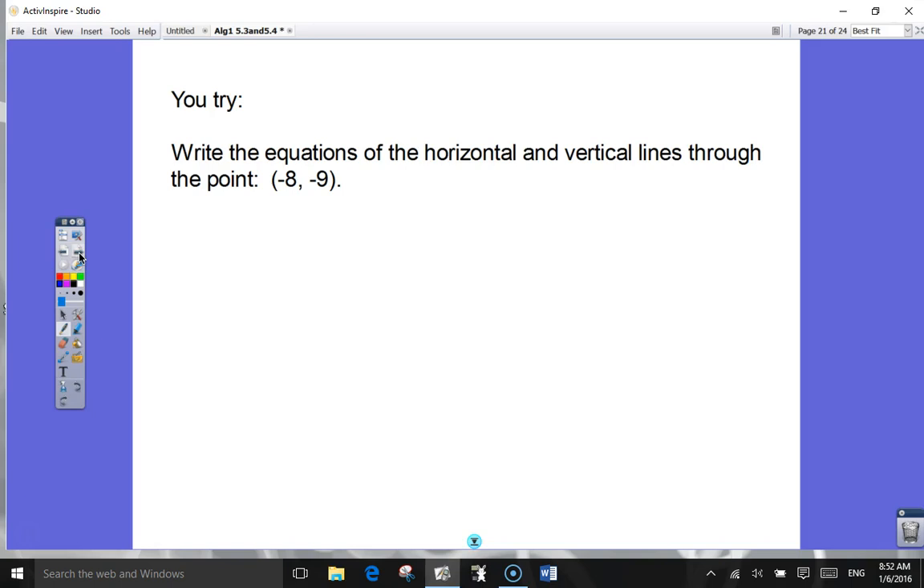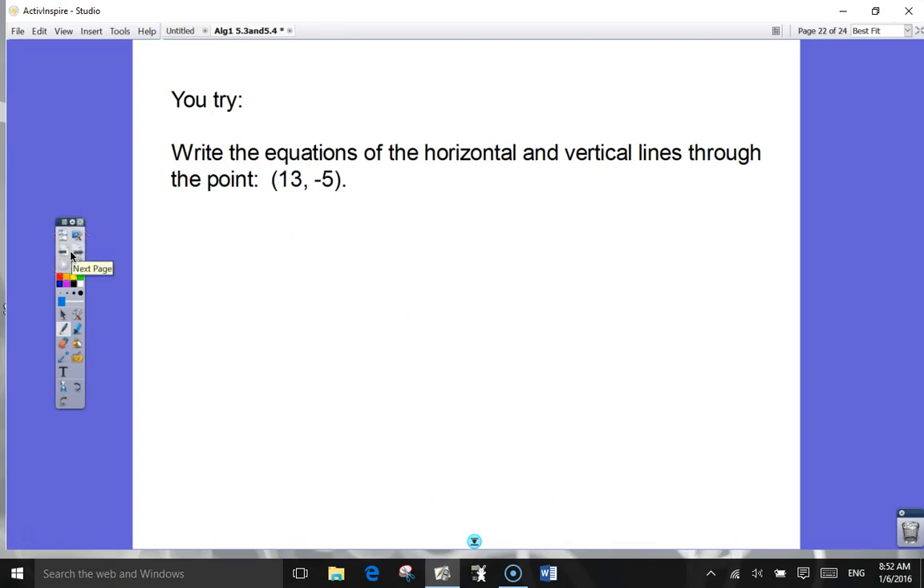Y equals negative 9. Which one is horizontal? The y equals negative 9 is the horizontal. X equals negative 8 is the vertical. Right? Vertical: x equals negative 8. Horizontal: y equals negative 9. Do it again.